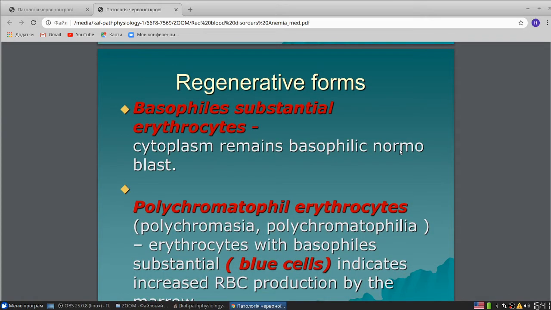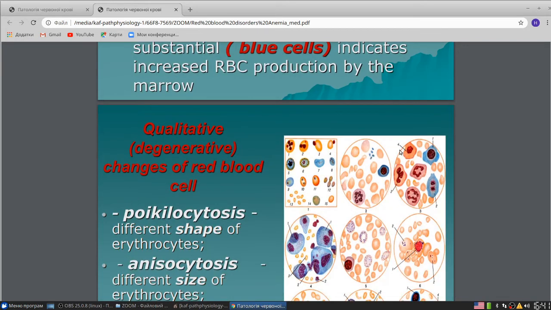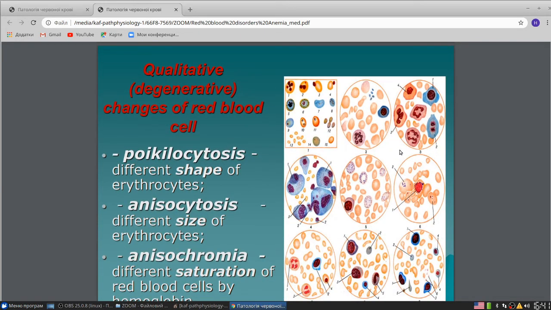Regenerative form also includes basophilic substance of erythrocytes and polychromatophils, which can also be in the regenerative group. In degenerative form, we have three groups. It can be poikilocytosis, anisocytosis, and anisochromia.